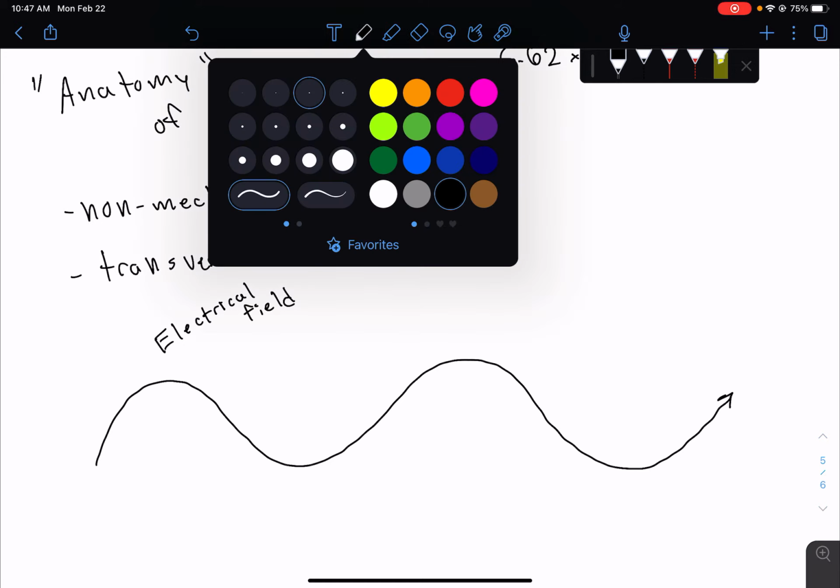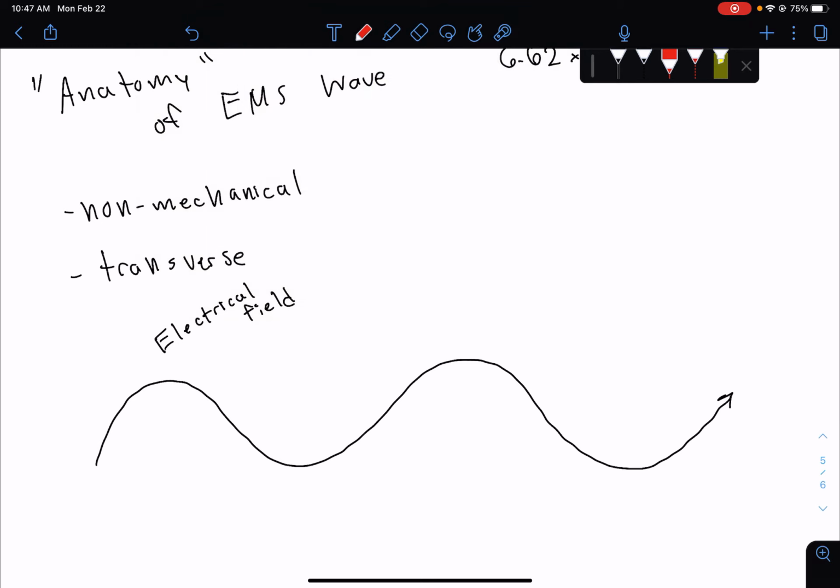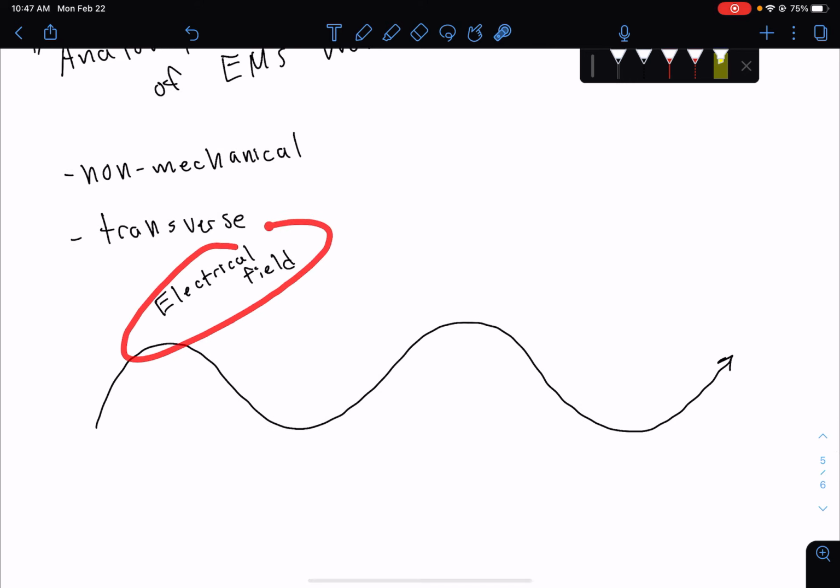And then there's, let's do it in red, another component to this wave. Remember, it's called the electromagnetic spectrum. Well, there's a magnetic component to this. And the magnetic component to an electromagnetic wave operates perpendicularly to this electrical component of the wave. So, all right, I got to figure out how to draw this.